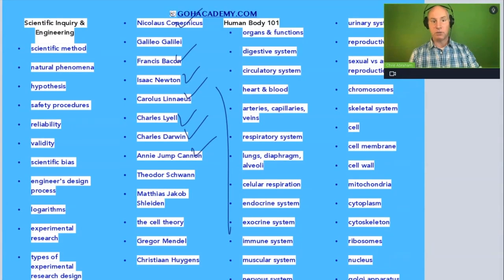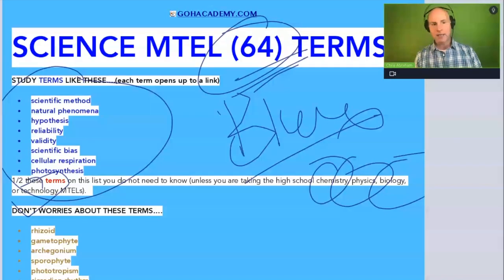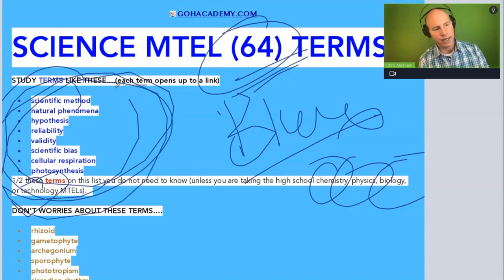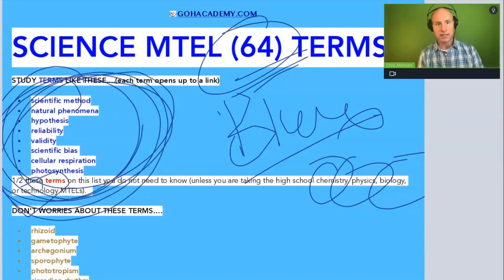You need to look at these terms and look at this list that's in your packet. This is for you. Make sure that you study the blue terms on this list. All right. Okay, now let's go to the pre-workshop homework page.